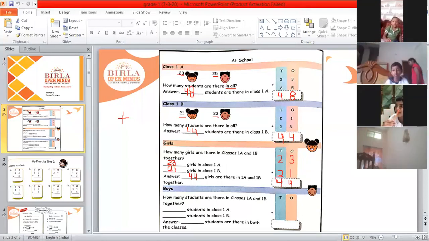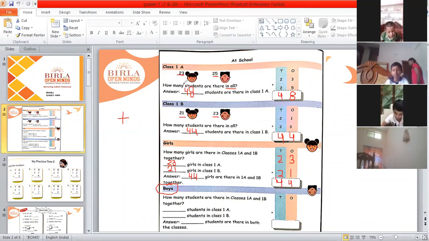Okay. There is one mistake in the next question. Children, if you will see your next question properly, you can see here. I will circle this. Boys is written there. But if you will read this question, they have asked you about the total number of students in class first A and in class first B, right? So what we will do, we will cut this boys and instead of this boys, we will write here students.